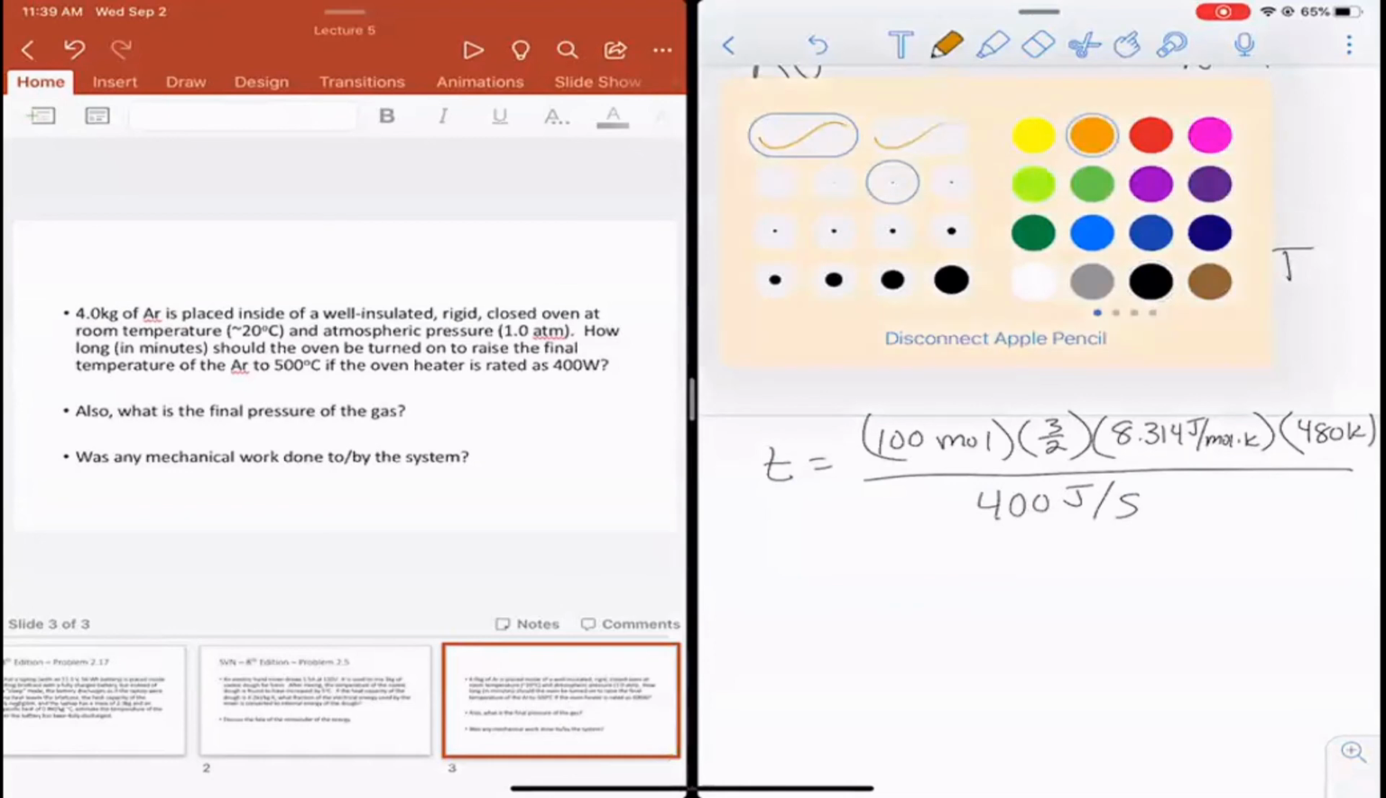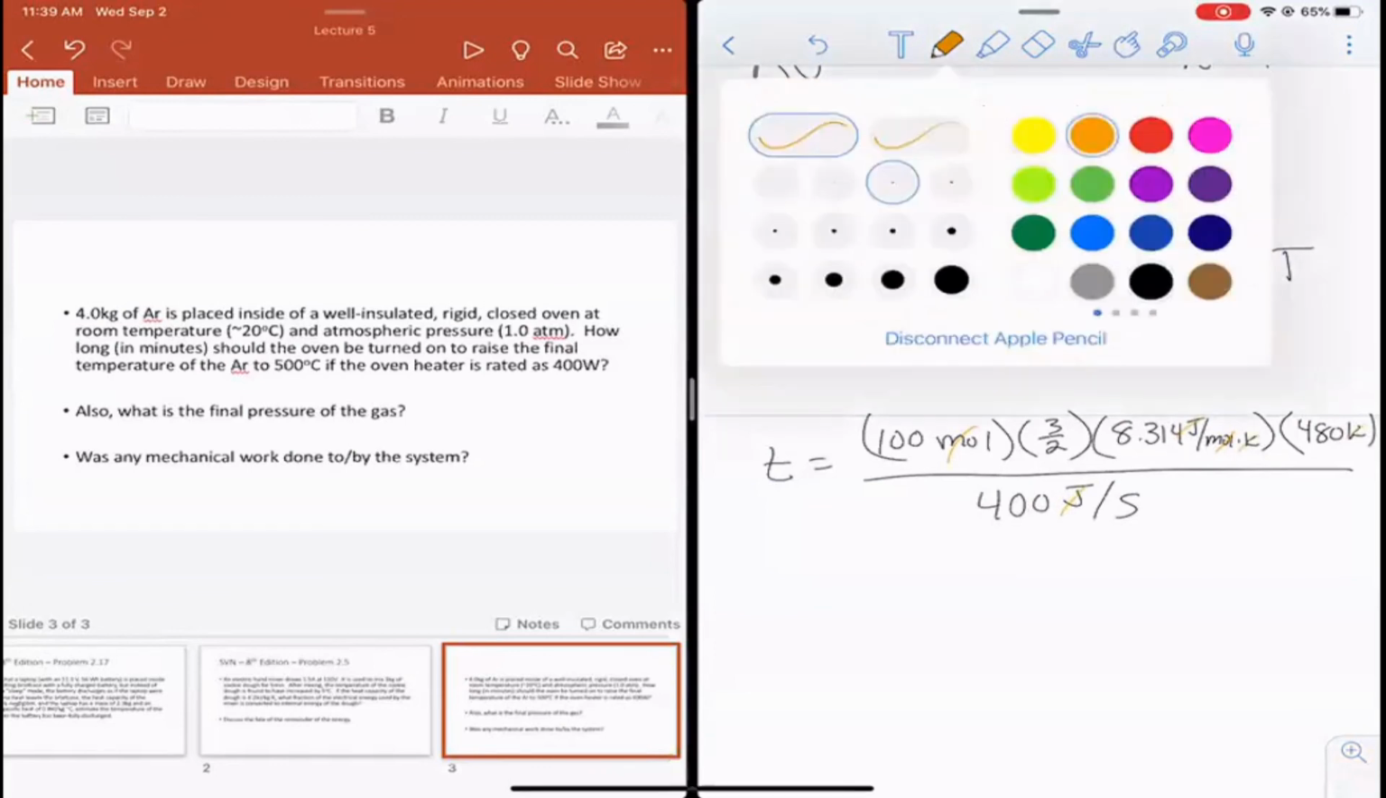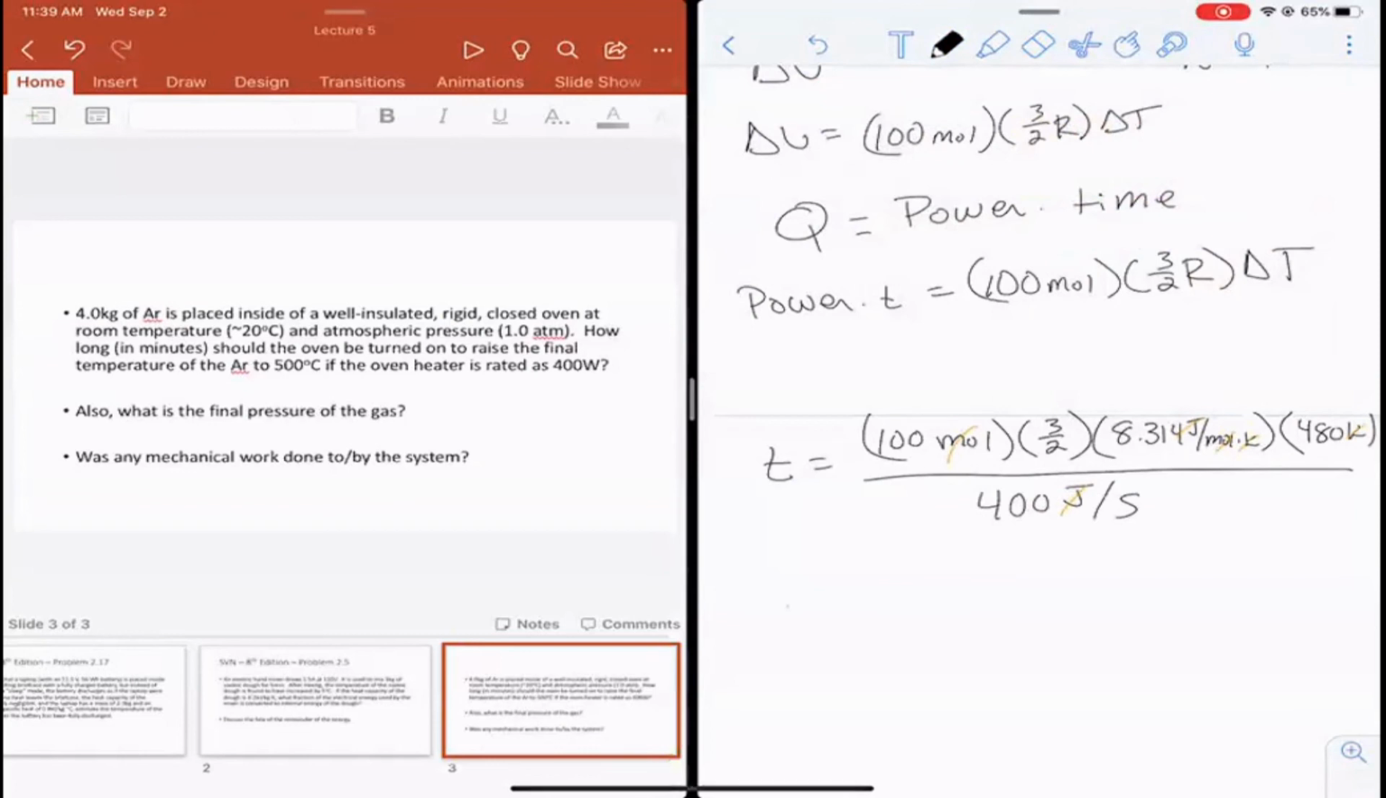And if we look at the units here, moles should cancel, joules cancel, and Kelvin will cancel. And we know then that the time is equal to 15,000 seconds, which equals 25 minutes. Okay?